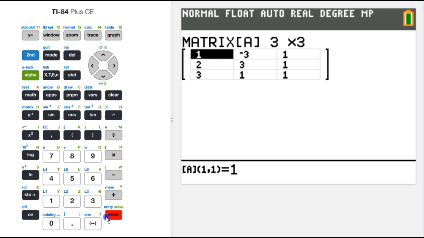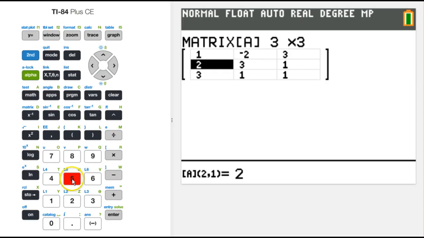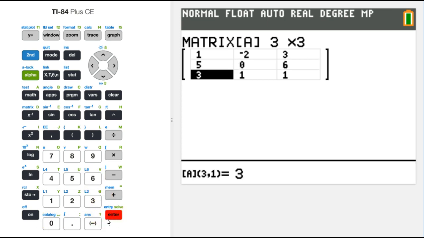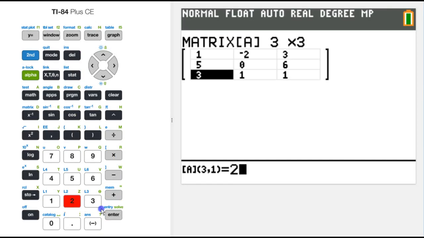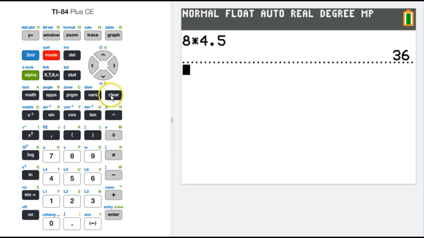So I have 1, -2, 3. Next I have 5, 0, 6. Then 2, -1, 7. You should always quit your way out of a matrix, so I will hit second mode. See how it says quit over that?